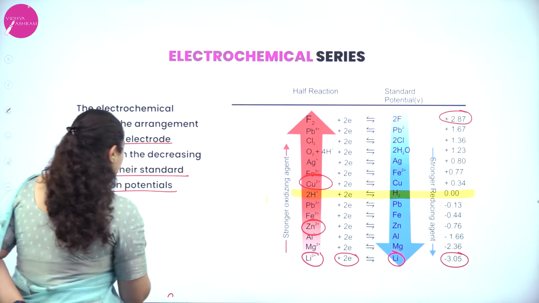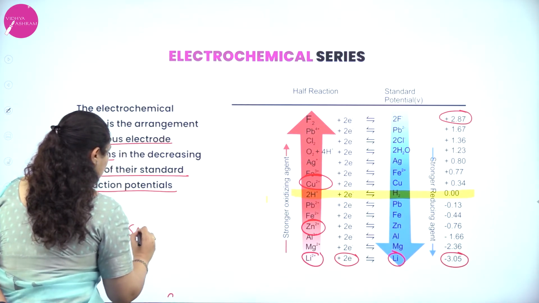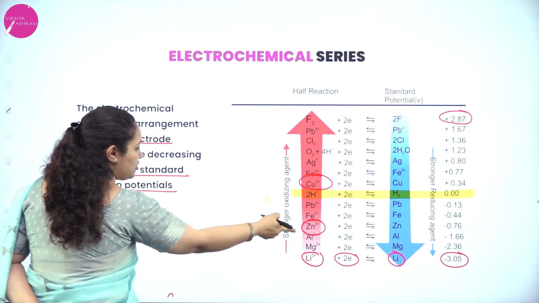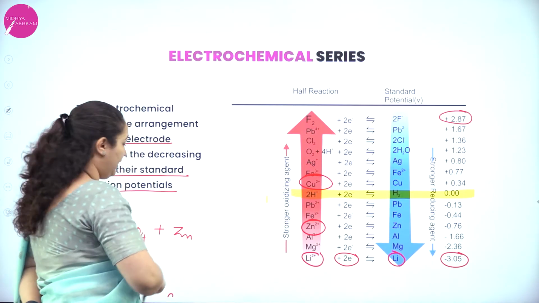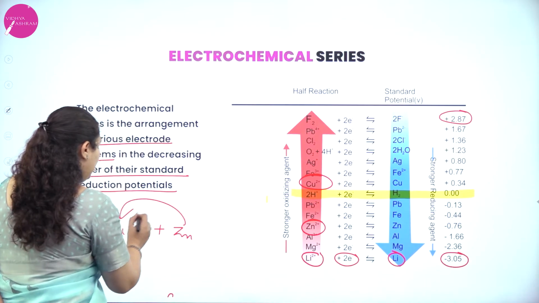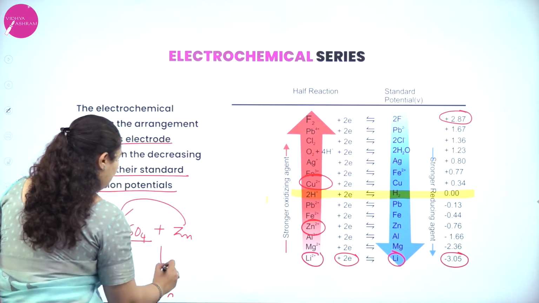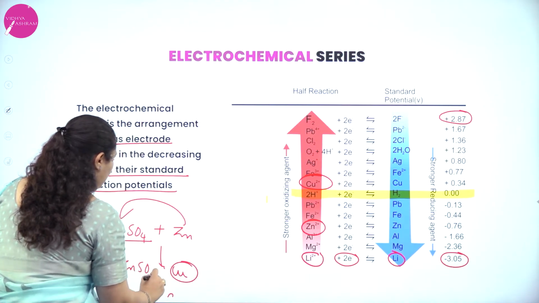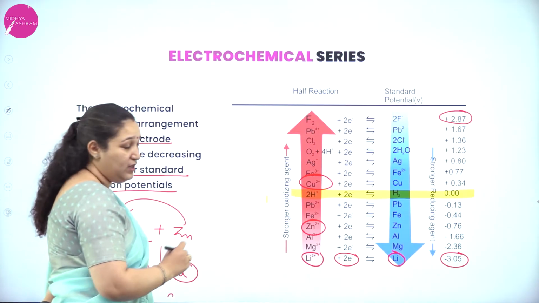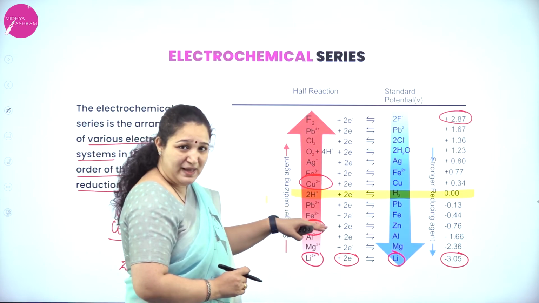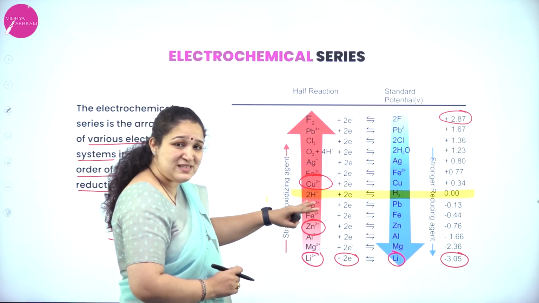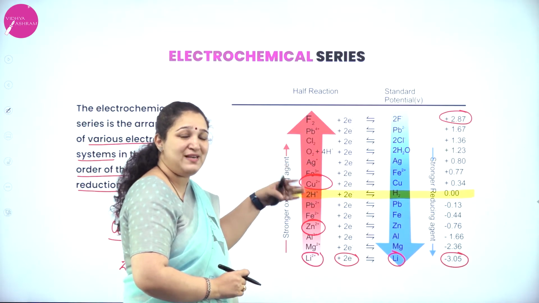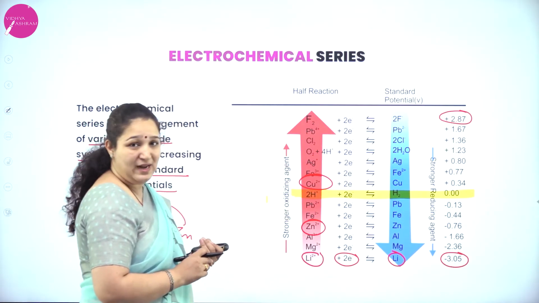If I take copper sulfate solution and add zinc, see, zinc is below hydrogen and copper is above it, correct? So here zinc can displace copper to precipitate as copper metal, and itself goes into the solution. So the metal which is placed below can displace the metal ion from its solution when that metal is placed above it.